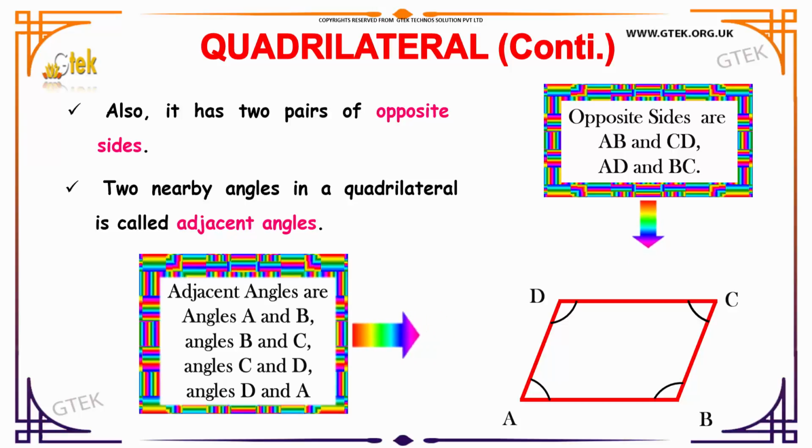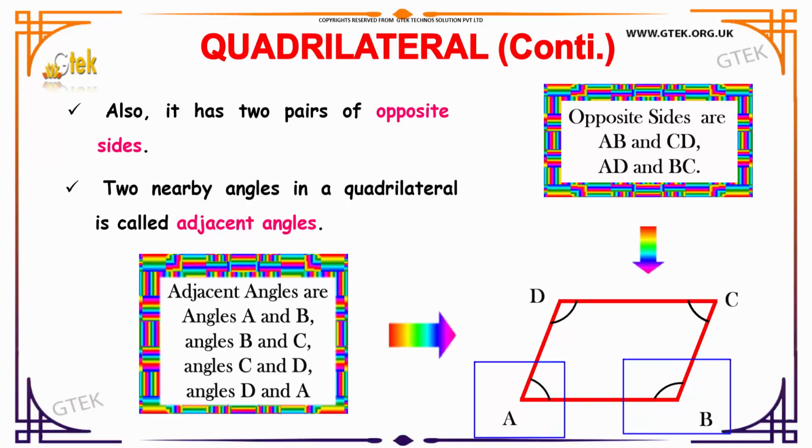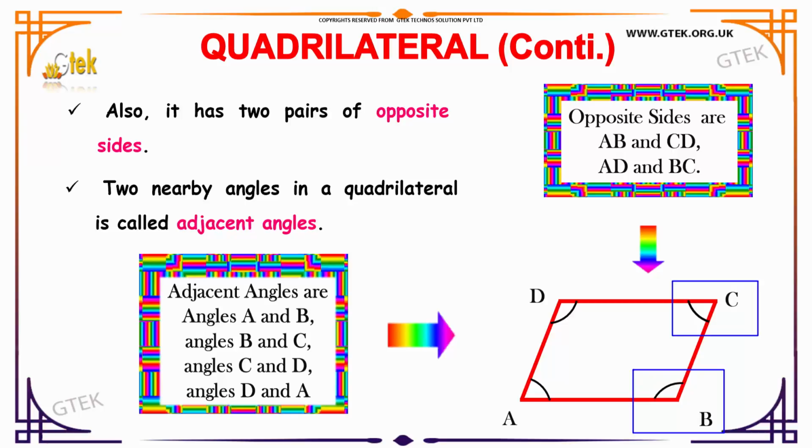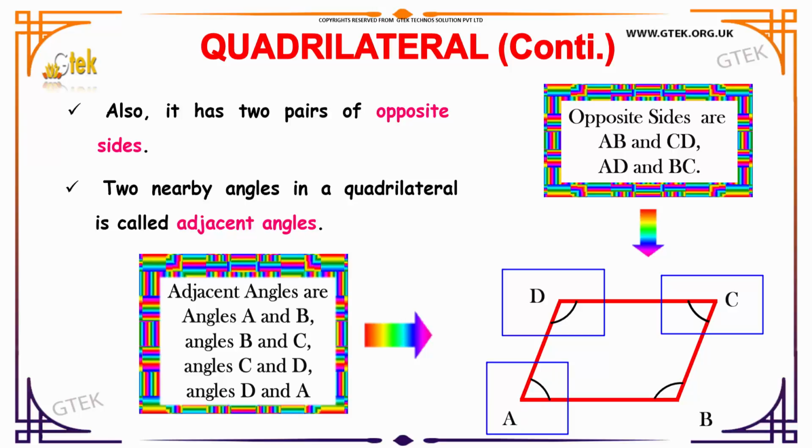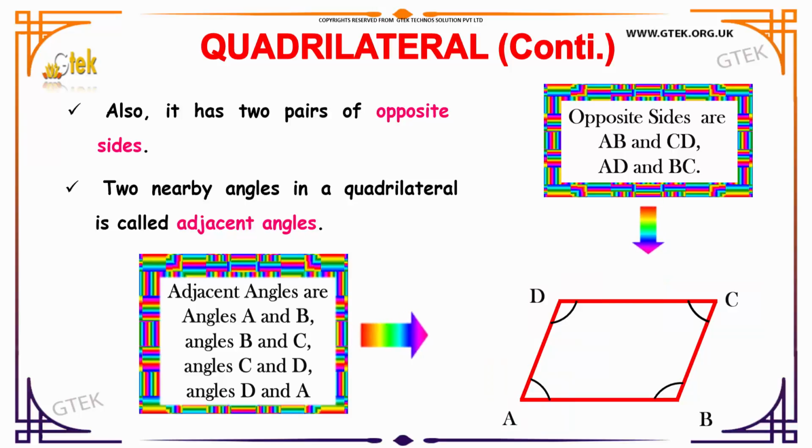The two nearby angles in a quadrilateral are known as adjacent angles. The adjacent angles over here are A and B. The angles B and C are adjacent. Your angles C and D are adjacent. And your angles D and A are adjacent. So these are the adjacent angles which are nearby in a quadrilateral.